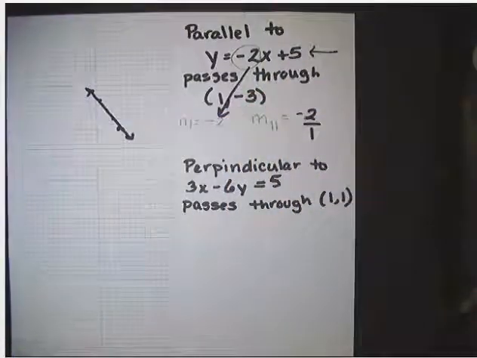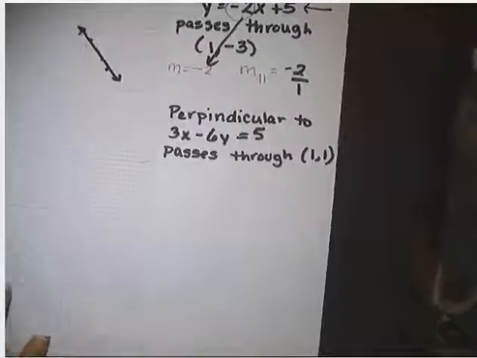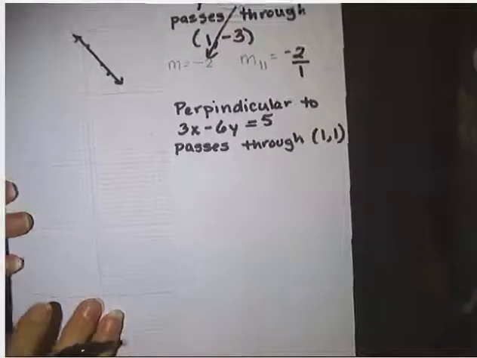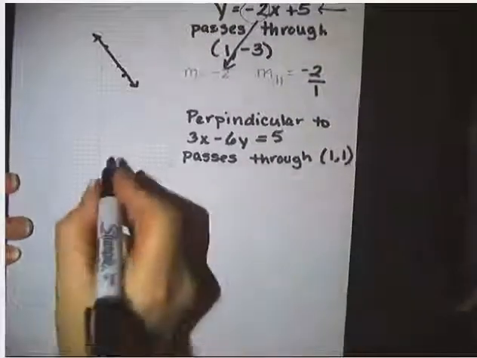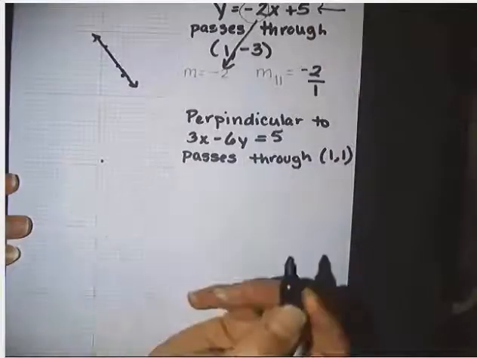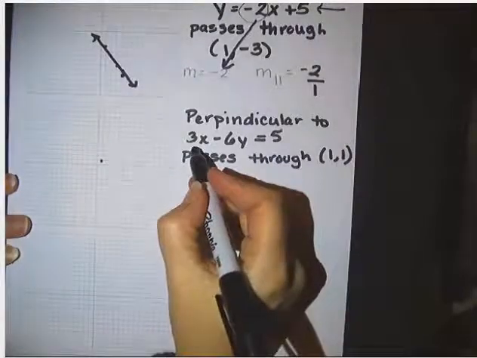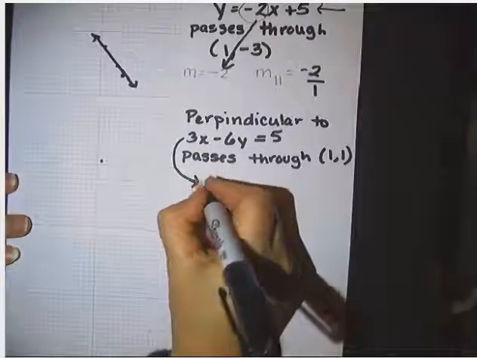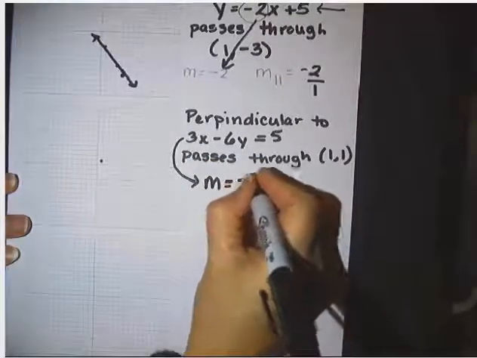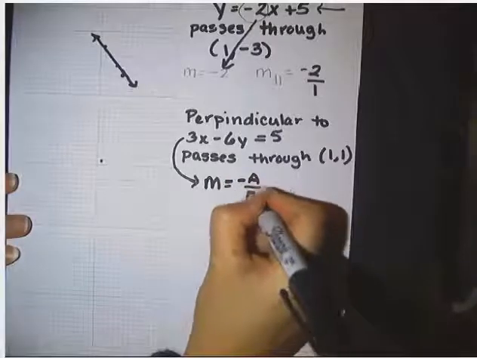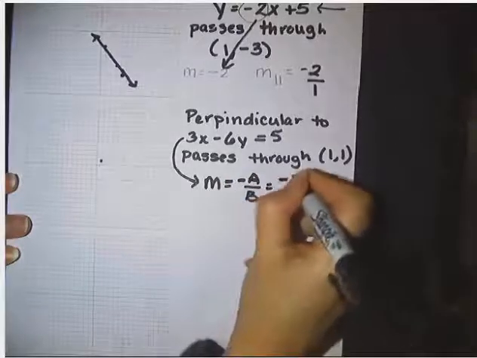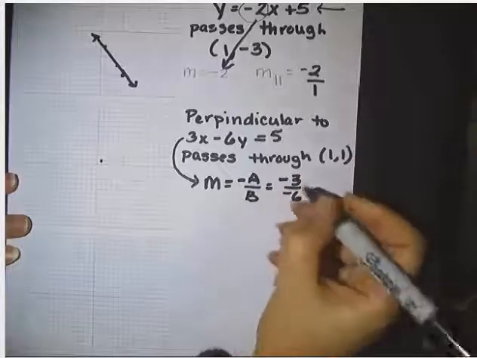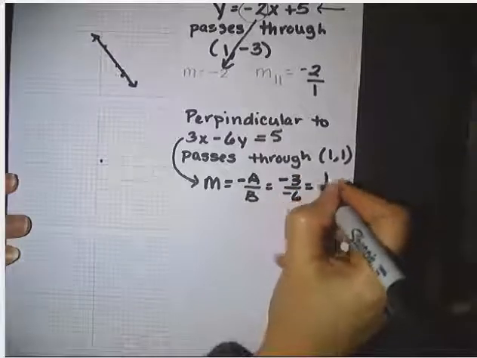So this next one, same idea. We want to first plot our point, (1, 1). There it is. And all we're doing is stealing the slope. Don't bother graphing this line. The slope of this line is opposite a over b because it's the standard form, which would be -3 over -6, which is of course 1/2. Always simplify your slope as much as possible.